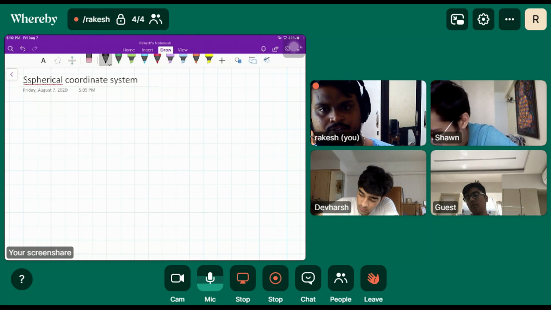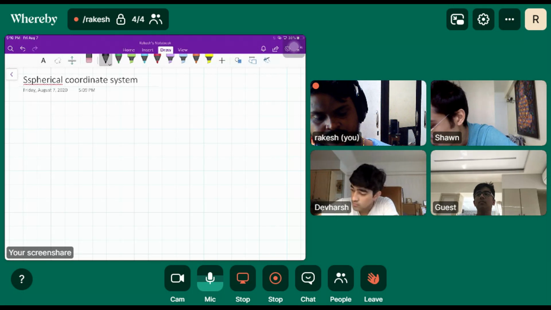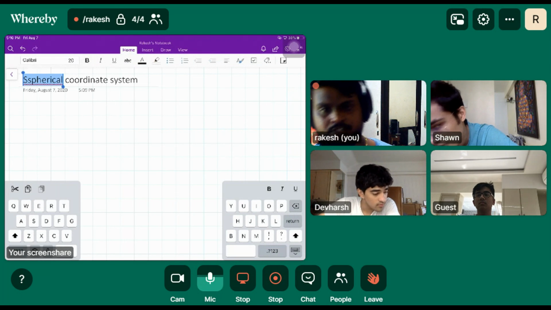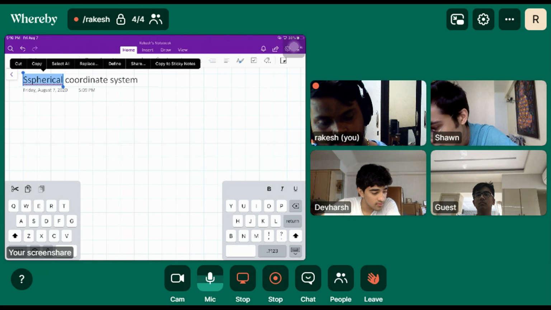Now, sphere. Why are we doing this? Basically, if I give you a question based on the spherical coordinate system, it's not spherical, it's just spherical.